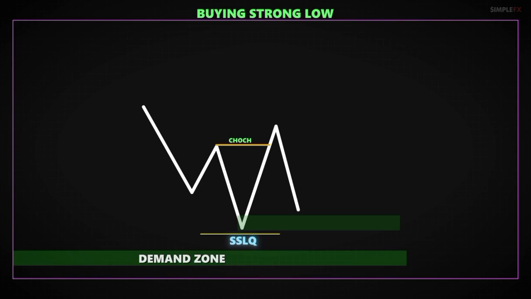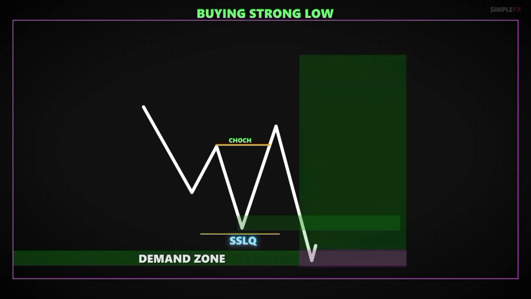What usually happens is price dips below that strong low, grabs the liquidity, and may even tap into a small demand zone sitting just underneath. That's where institutional buyers are waiting. Right after that, price quickly reverses and pushes higher, giving smart money a perfect entry while retail traders are either stopped out or still waiting for a breakout that already left without them.